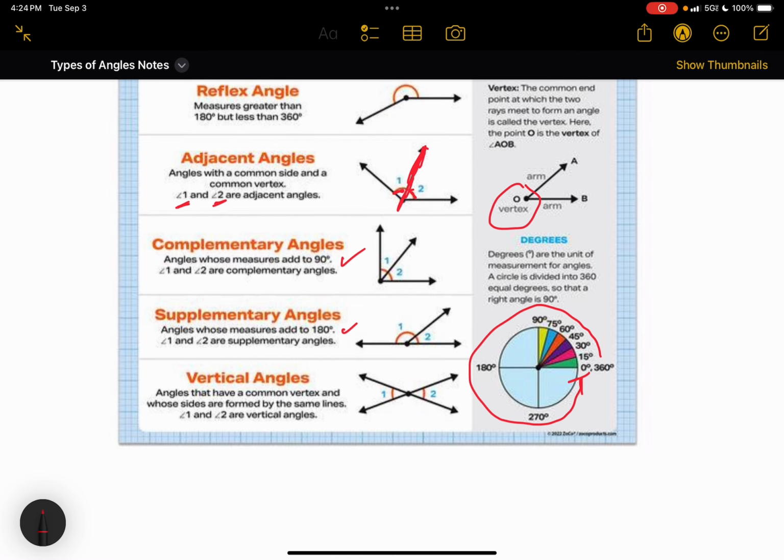And then vertical angles, vertical meaning that they're directly across from each other. If they are directly across from each other, those vertical angles are going to be congruent.